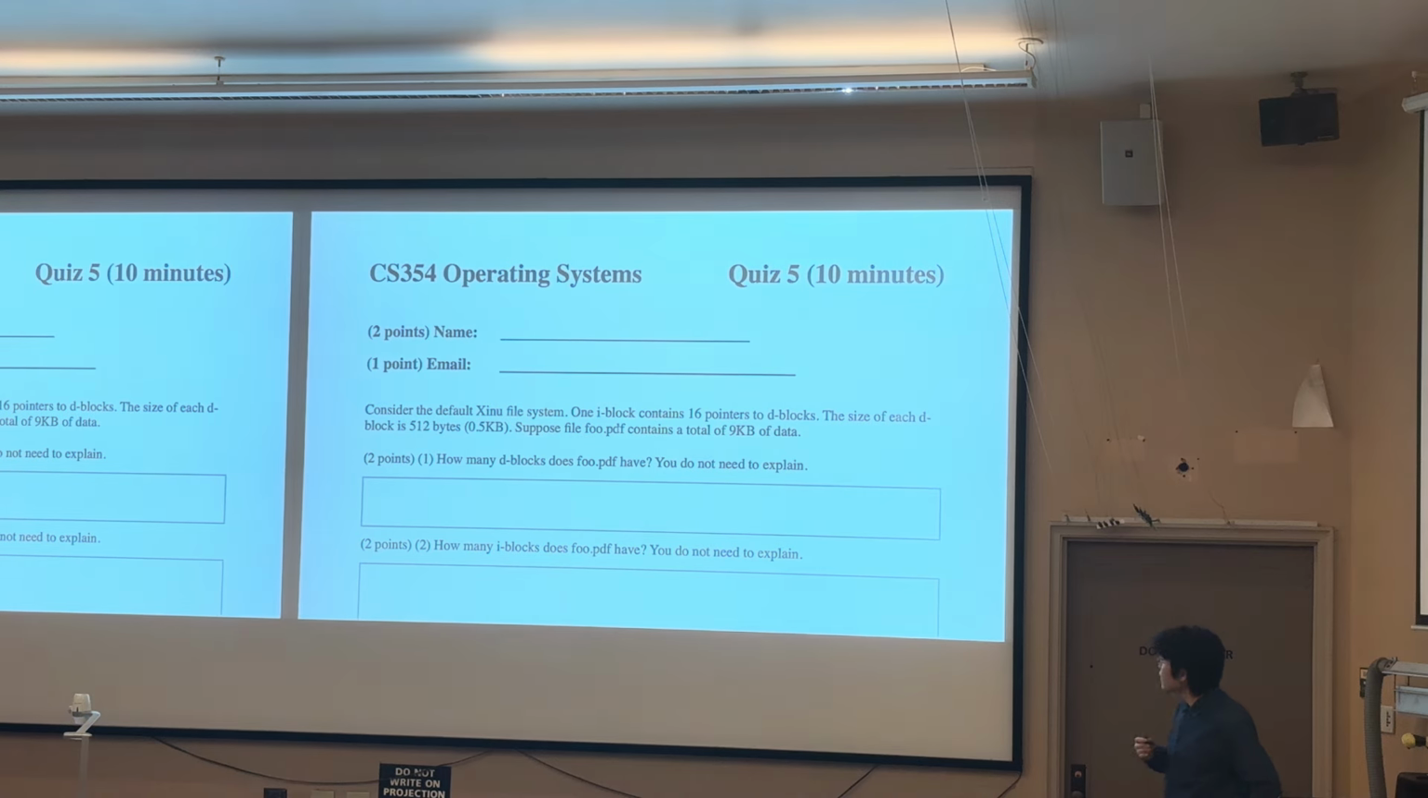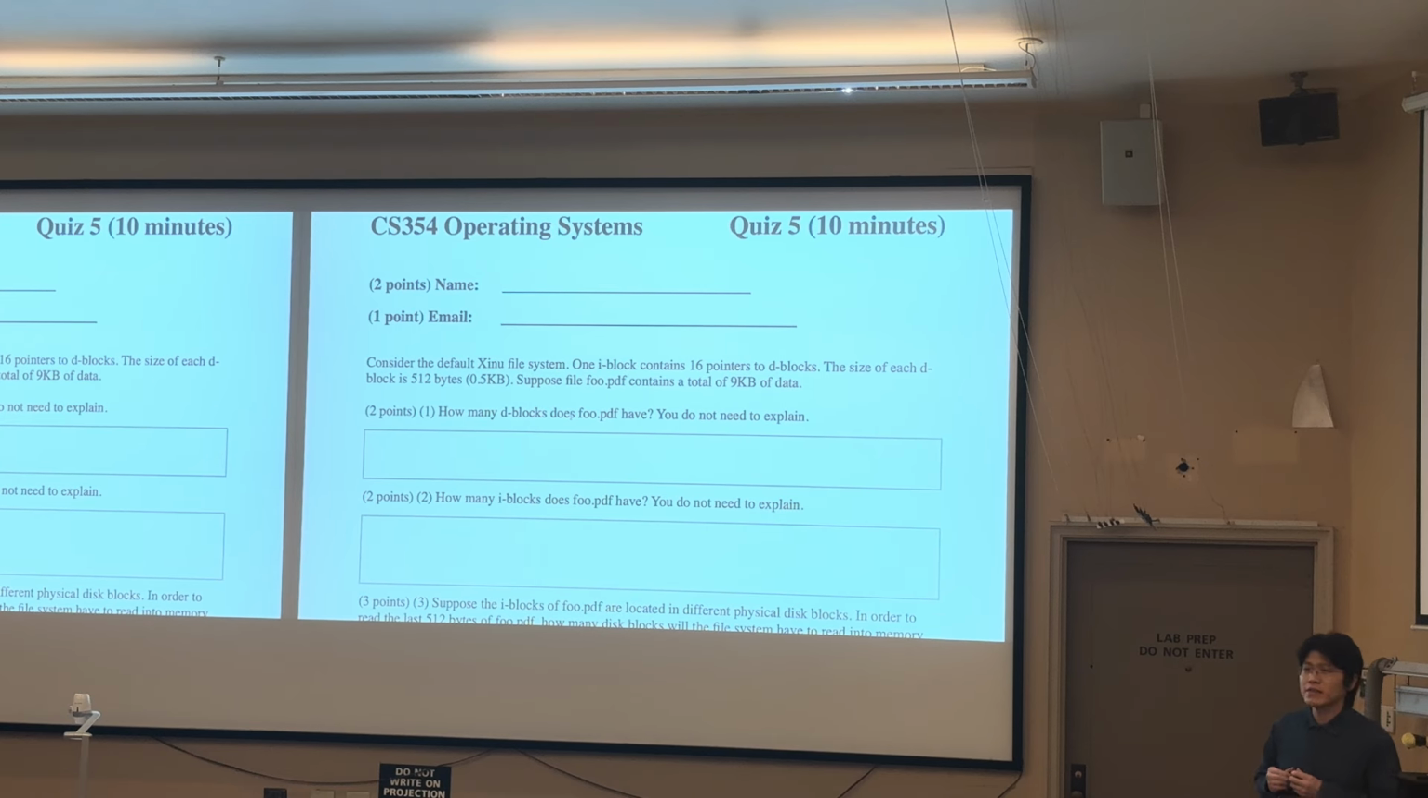Let's look at a couple of practice questions. All right, so this is a practice question from a long time ago.